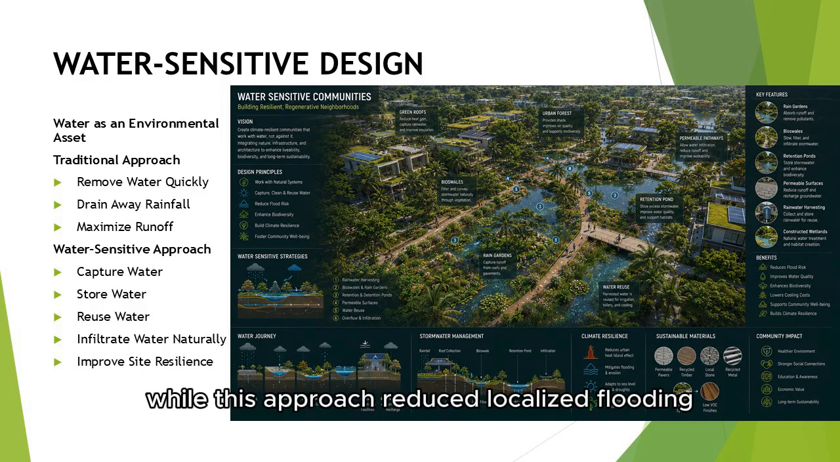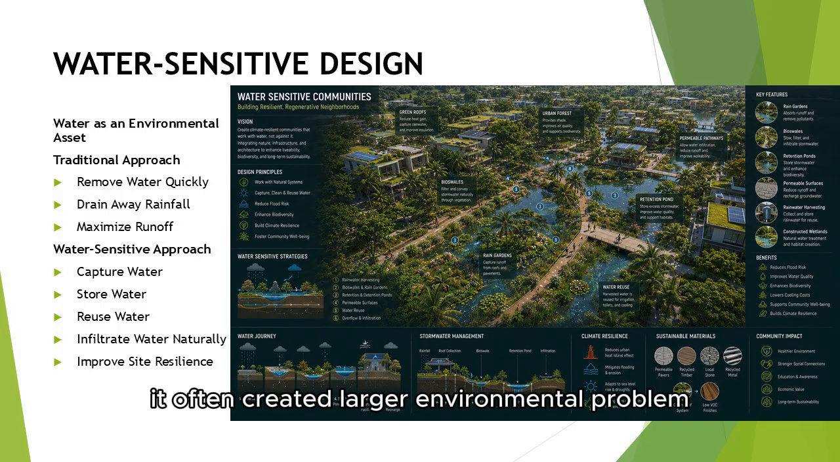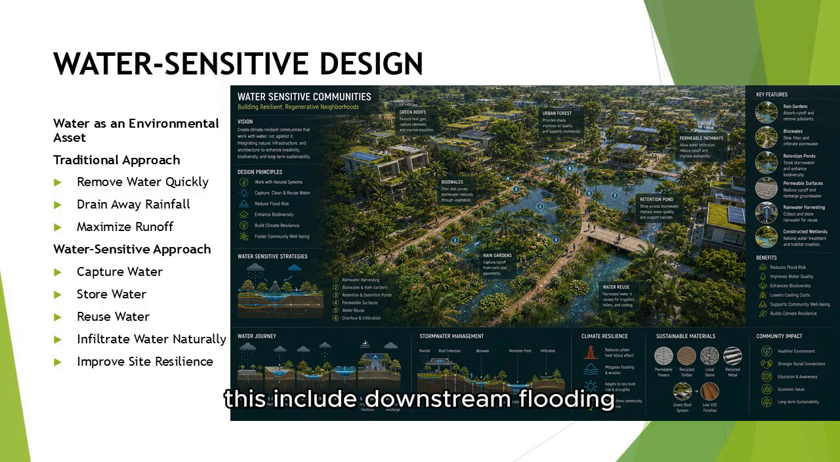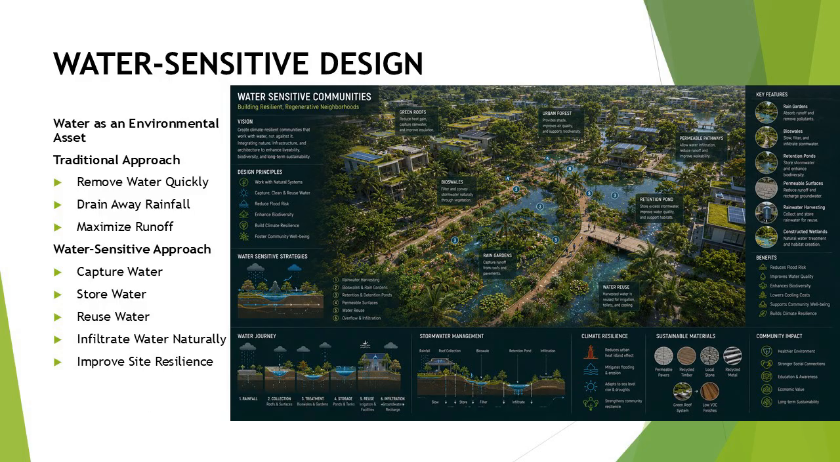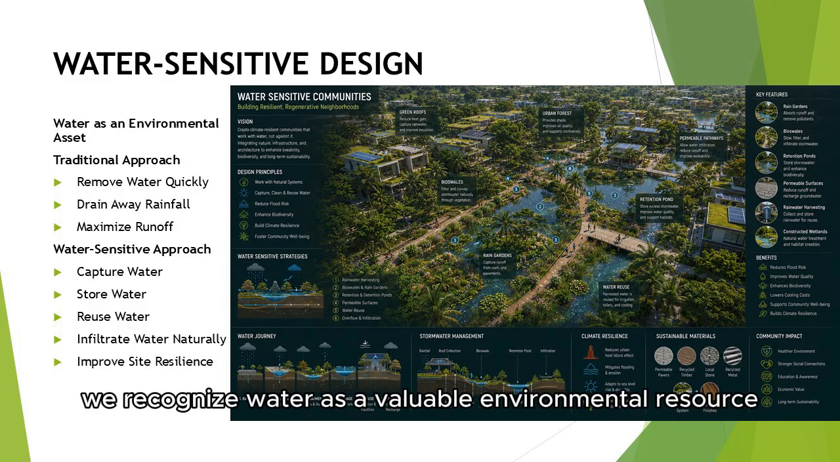While this approach reduced localized flooding, it often created larger environmental problems. These include downstream flooding, water pollution, groundwater depletion, ecosystem degradation, and increased infrastructure costs. Water sensitive design takes a different approach. Instead of treating water as waste, we recognize water as a valuable environmental resource.